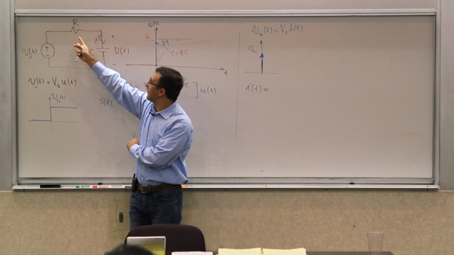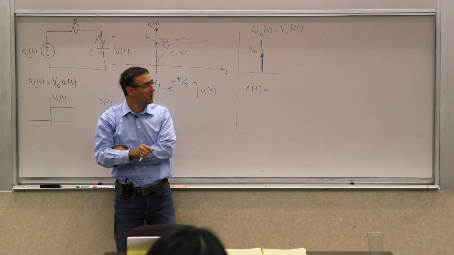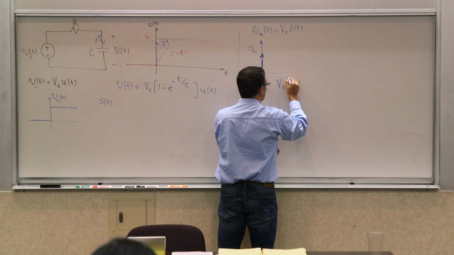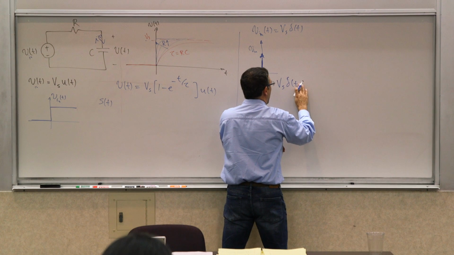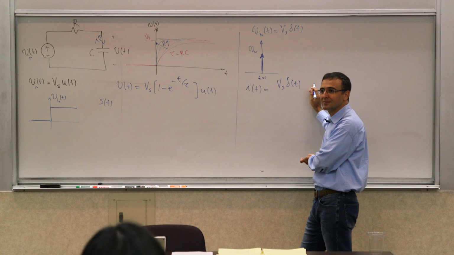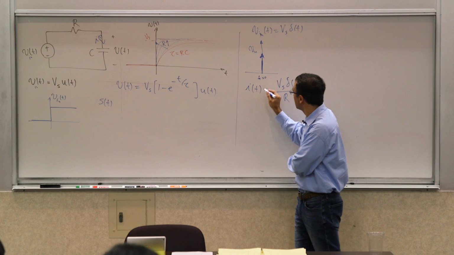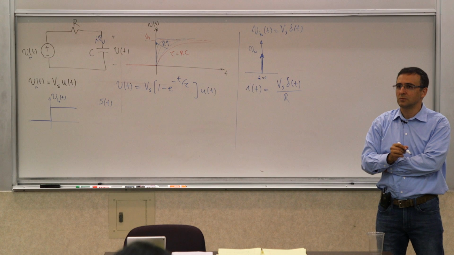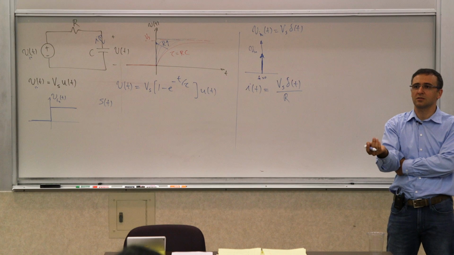Because you remember, what's the current through this resistor? It's this voltage minus that voltage, divided by the resistor. So it is Vs delta of t, exactly at time t equals 0, minus some finite quantity. It doesn't matter, divided by R. So that's the current around t equals 0. Do you agree? At t equals 0, it's that huge voltage divided by the resistor. So that's what the current is going to be.